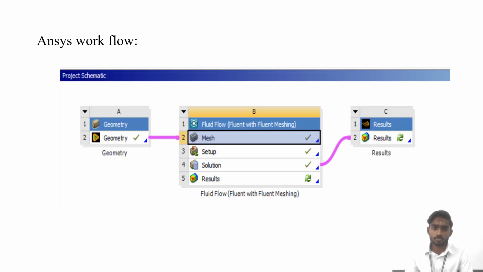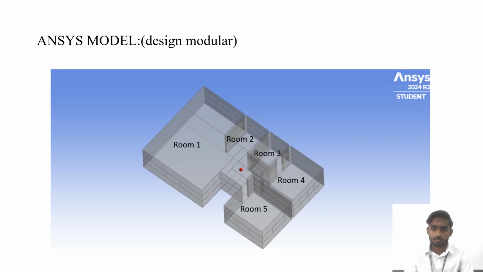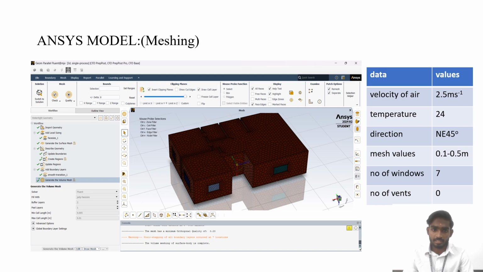This is the ANSYS workflow. We have taken the geometry of the building and then meshed, and the result is formed. This is the model of our building in ANSYS. There are 5 rooms. This is the ANSYS model after meshing. Velocity of air is 2.5 meter per second. Temperature 24 degree Celsius. Direction northeast 45 degree.